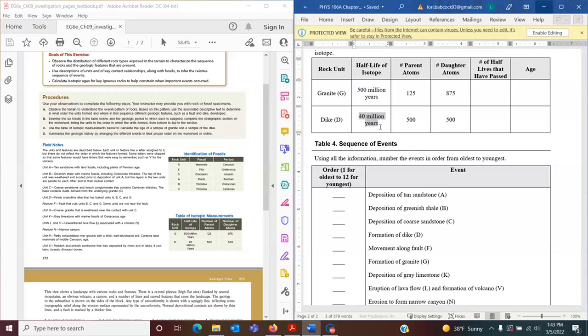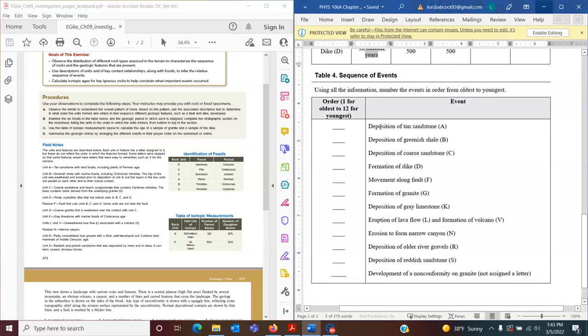All right, table 4 is expanding on what you did to order your rocks and sediments from oldest to youngest. So you take that information, but now you're going to think about faults and the development of the nonconformity on granite, and erosion to form a narrow canyon.